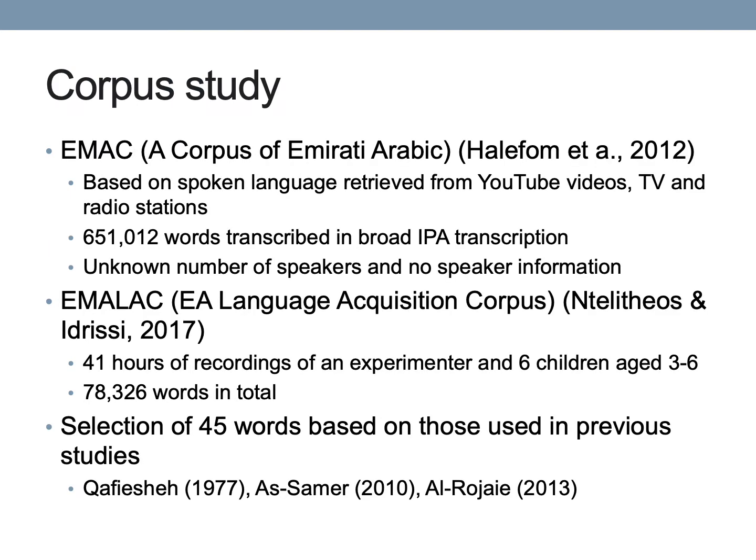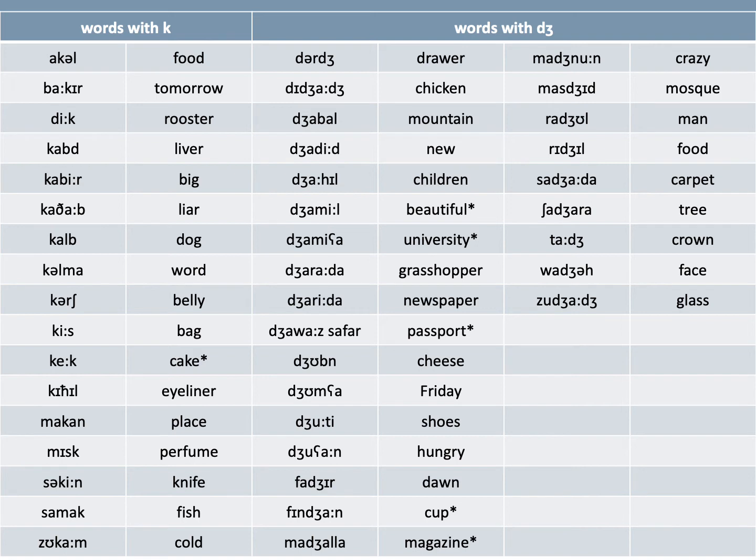Our corpus study included data from two corpora, EMAC, which is based on spoken language retrieved from media, and the smaller child language acquisition corpus, which includes the speech of experimenters. We selected 45 words with the target Affricate segments based on previous studies. And this table shows you all of the words that we searched the corpora for. The words marked with an asterisk are the loan words.